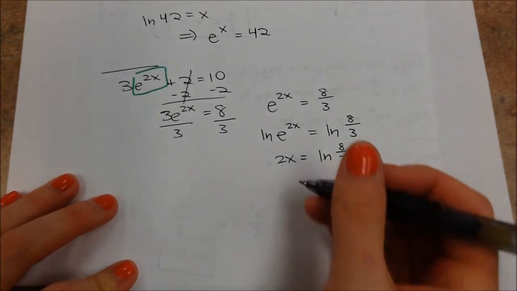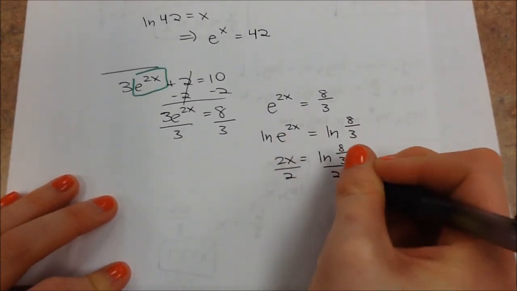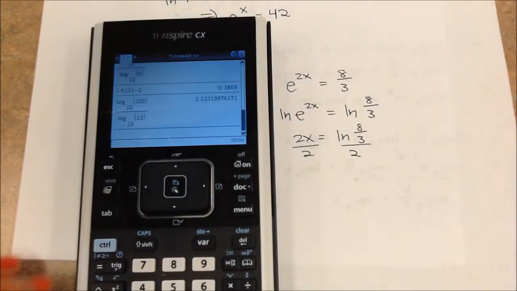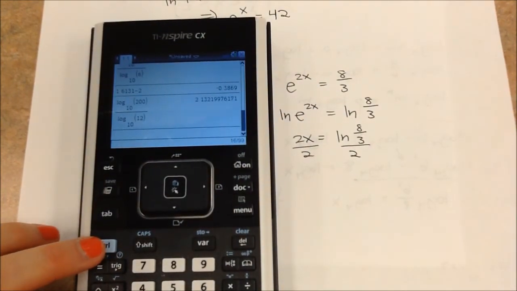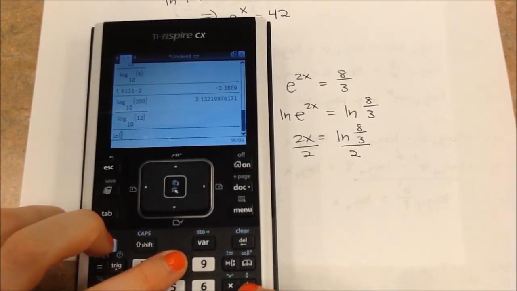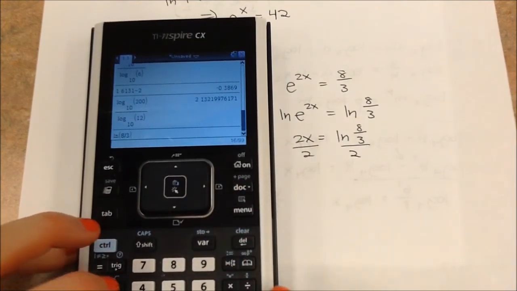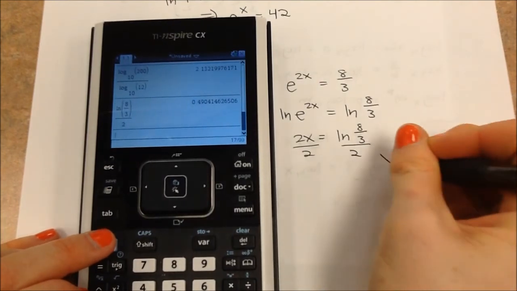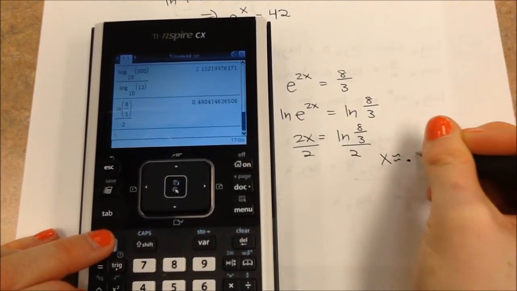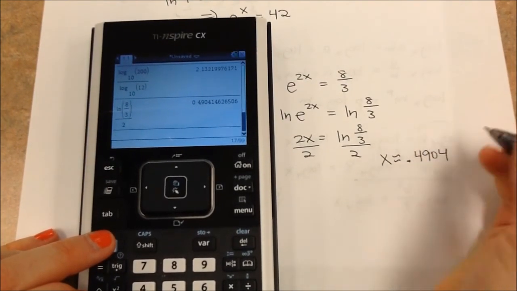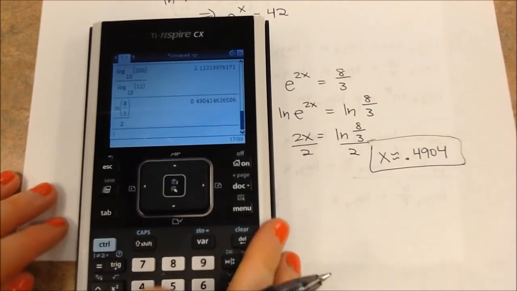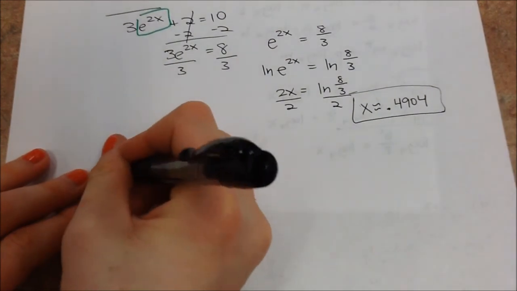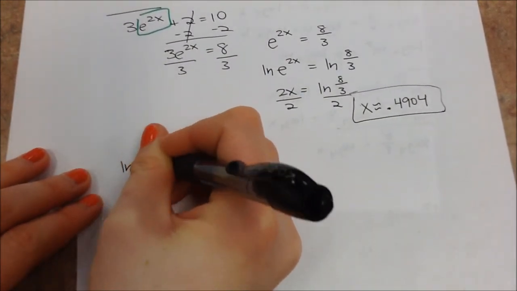Very last thing I'm going to do to get the x by itself is divide by 2, so I'm going to plug that into my calculator. So I'll show you. So we do the natural log, I hit control and then e to the x, type in my 8/3, and then separate from that I'm going to divide it by 2. Okay, so I get about 4 decimal places, 0.4904. Okay, so that's my answer for the equation. I'm going to do one example of an inequality, and then that'll be it for us.